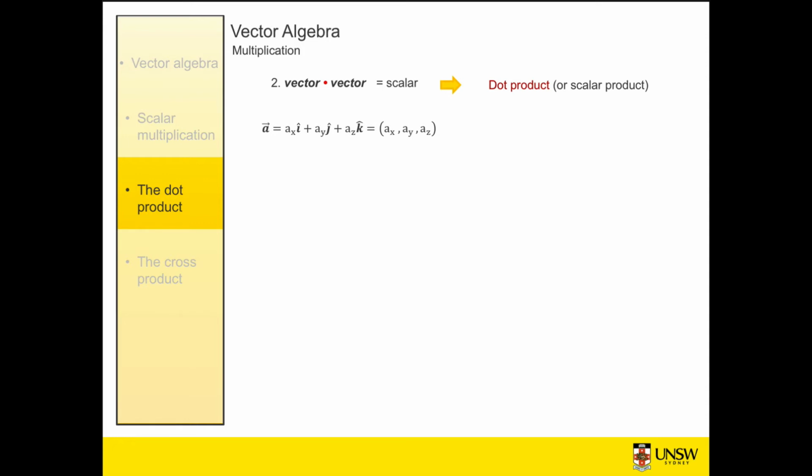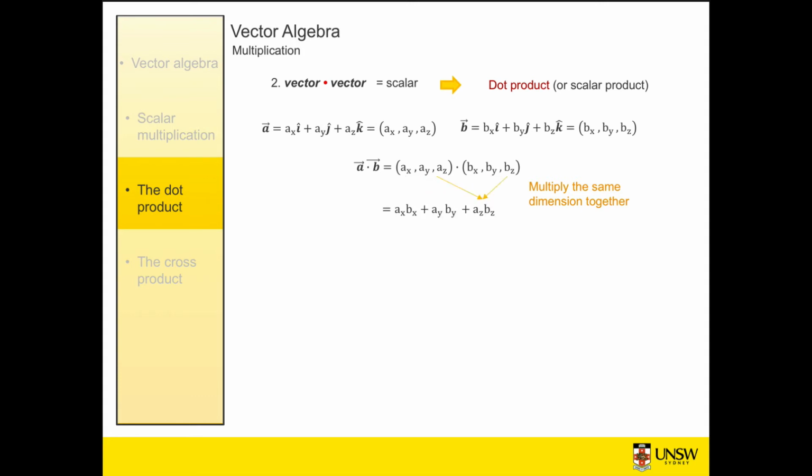If we take as an example our 3-dimensional vectors A and B, when we take the dot product of A and B, we work as we would for vector addition or subtraction, in that we work with each dimension or each component individually. So since it's multiplication, we multiply the same dimensions together and add them all. So we take our 2 x components and we get ax, bx. We add to them our 2 y components, ay, by, and then we add to them our 2 z components, az, bz. And the result of that is a scalar.